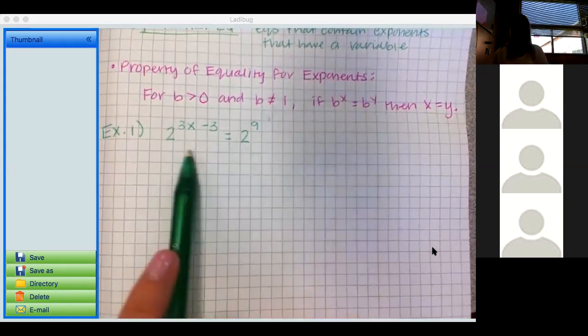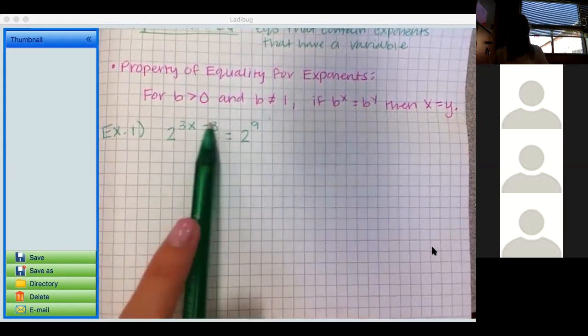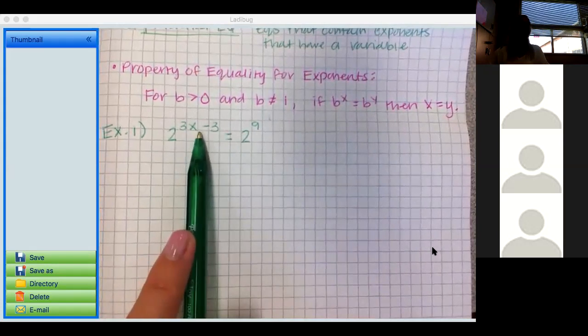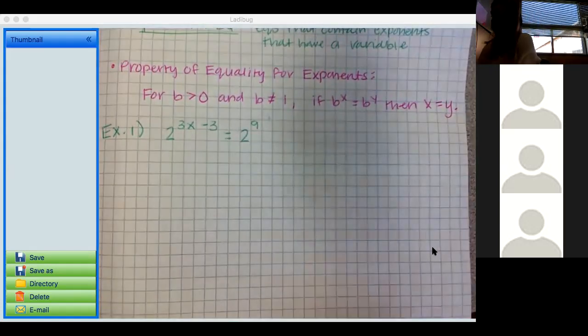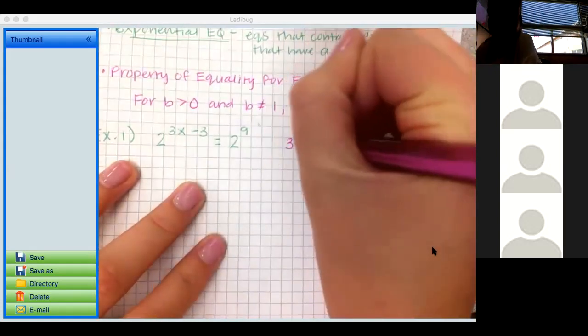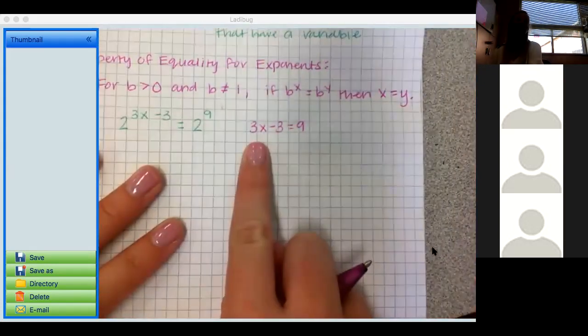Well, basically, if this side says 2 and we're trying to make them equal, then that means this exponent also has to be 9, right? 2 to the 9th would equal 2 to the 9th. Does everybody agree with that? So look, if we do 3x minus 3 equals 9, how would I solve for x?